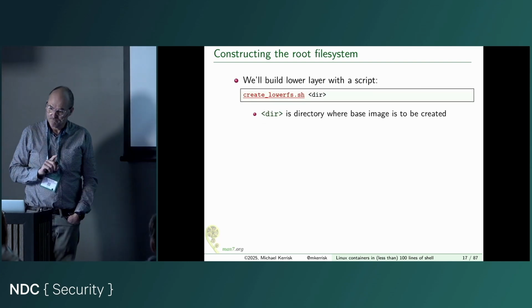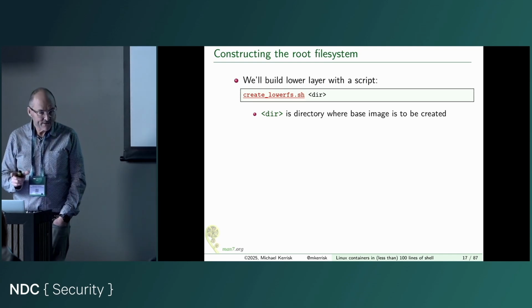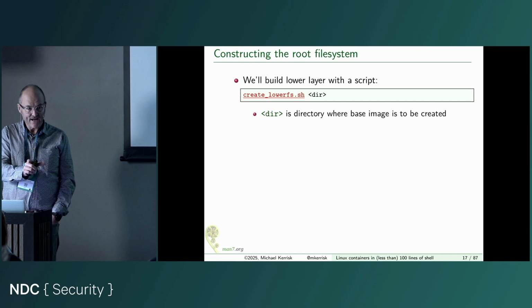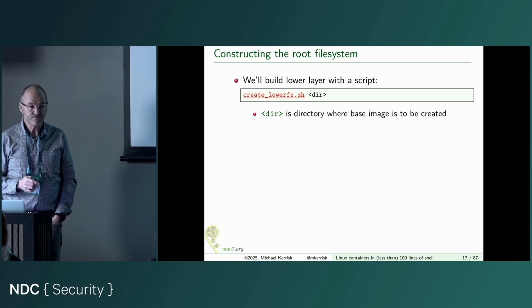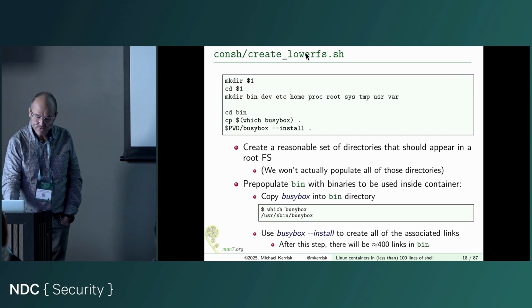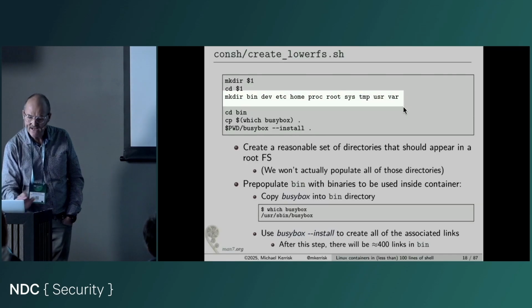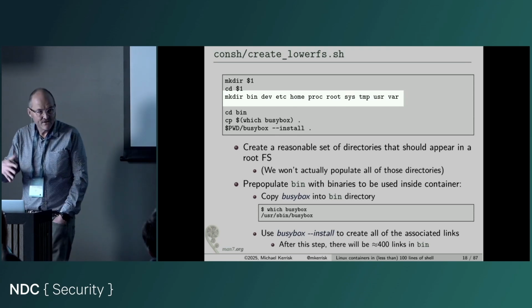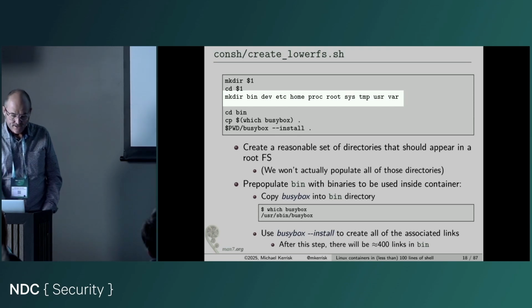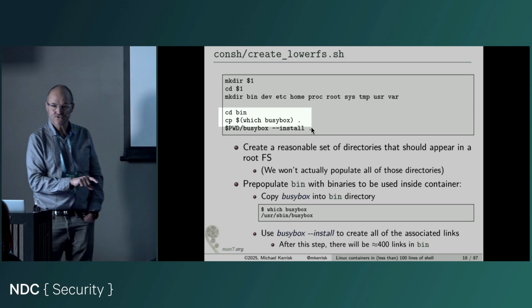I've got my script that builds that lower layer. And I give one argument, just the directory, or the path name where the directory containing that lower layer should be constructed. What I do is, in the script, make that directory, step into that directory, and then I create the kinds of directories you'd expect to see in a root file system. Bin, dev, etc., and so on. Then I step into the bin directory and copy in Busybox.